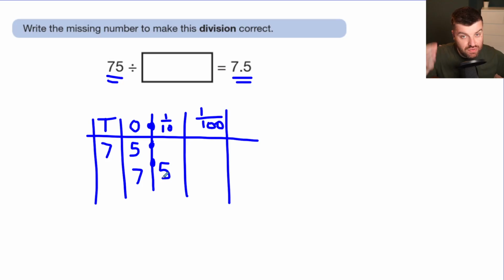So the digits moved 1 place down. So we're dividing and we're moving the digits 1 place down. Well, we should know by now that 1 jump in our place value chart is the same as dividing by 10. 10 divided by 10 is 1. 1 divided by 10 is 1/10. So here we're dividing by 10, which is 1 place in our place value chart. And that gets us our answer.